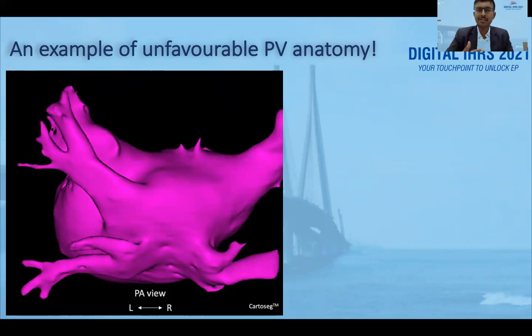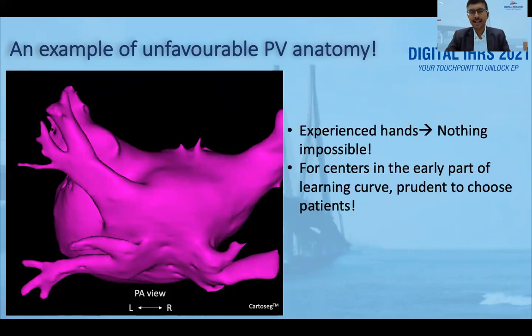So there are multiple challenges in this particular pulmonary vein anatomy, and I would be skeptical to take this patient for a cryoablation straight away. This particular patient, in fact, had a conventional RFA with a box lesion set. Again, in experienced hands, nothing is impossible, but for centers in the early part of their learning curve, I think you should learn to choose your patients before subjecting them to cryoablation.